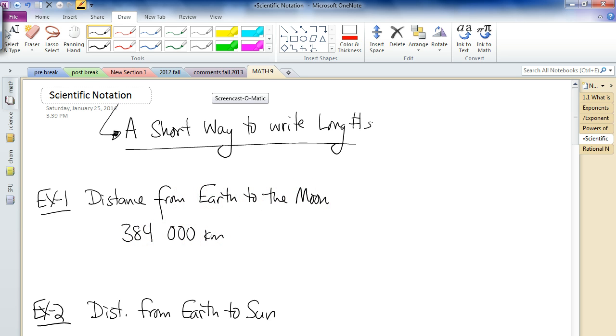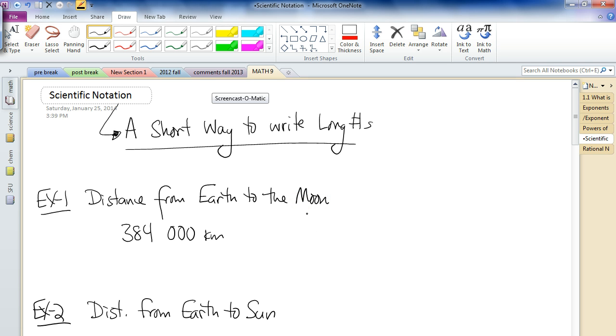So, for example, here you have the distance from the Earth to the Moon, and it's 384,000 kilometers. Let's say you have to write a report for a space project, and you have to use this number over and over and over again. It's kind of a pain to write out all these zeros. Well, scientific notation is a shortcut way to write numbers like this and longer ones with lots of zeros. Here's how you do it.